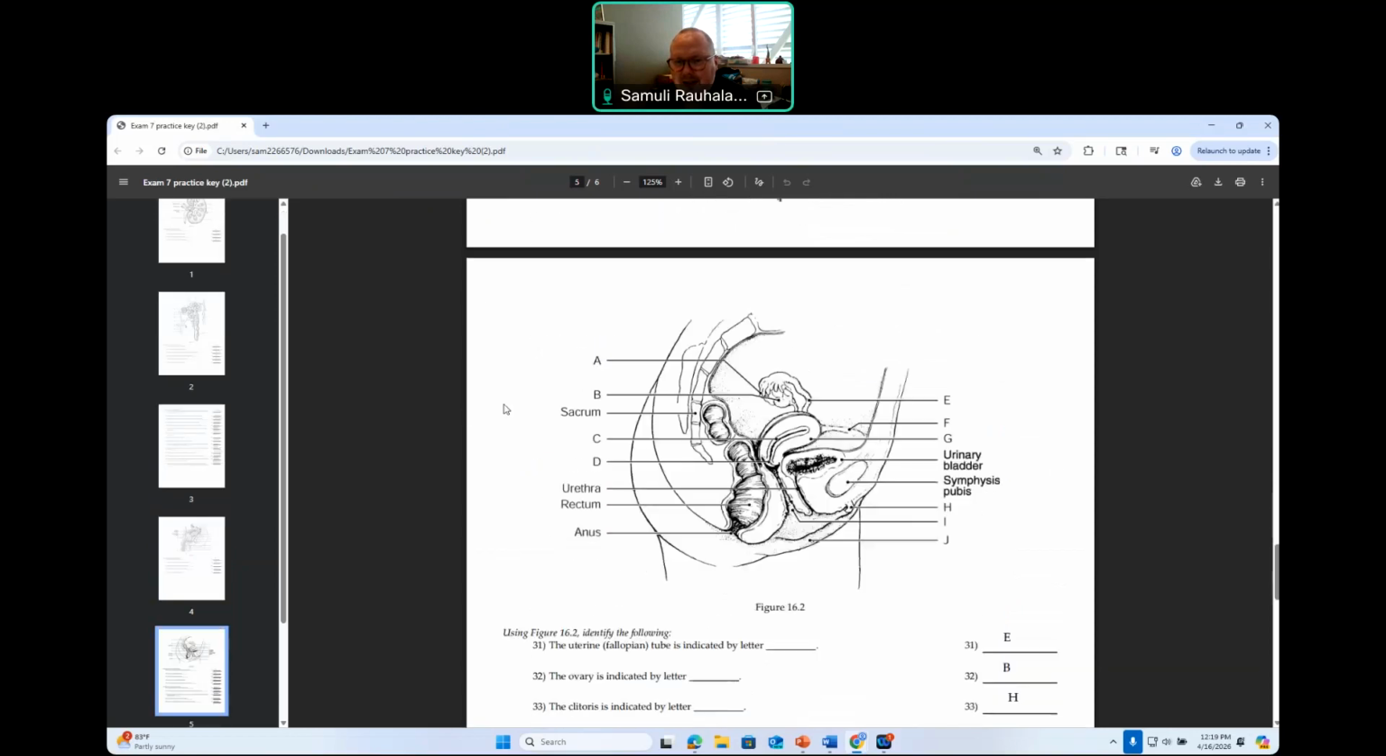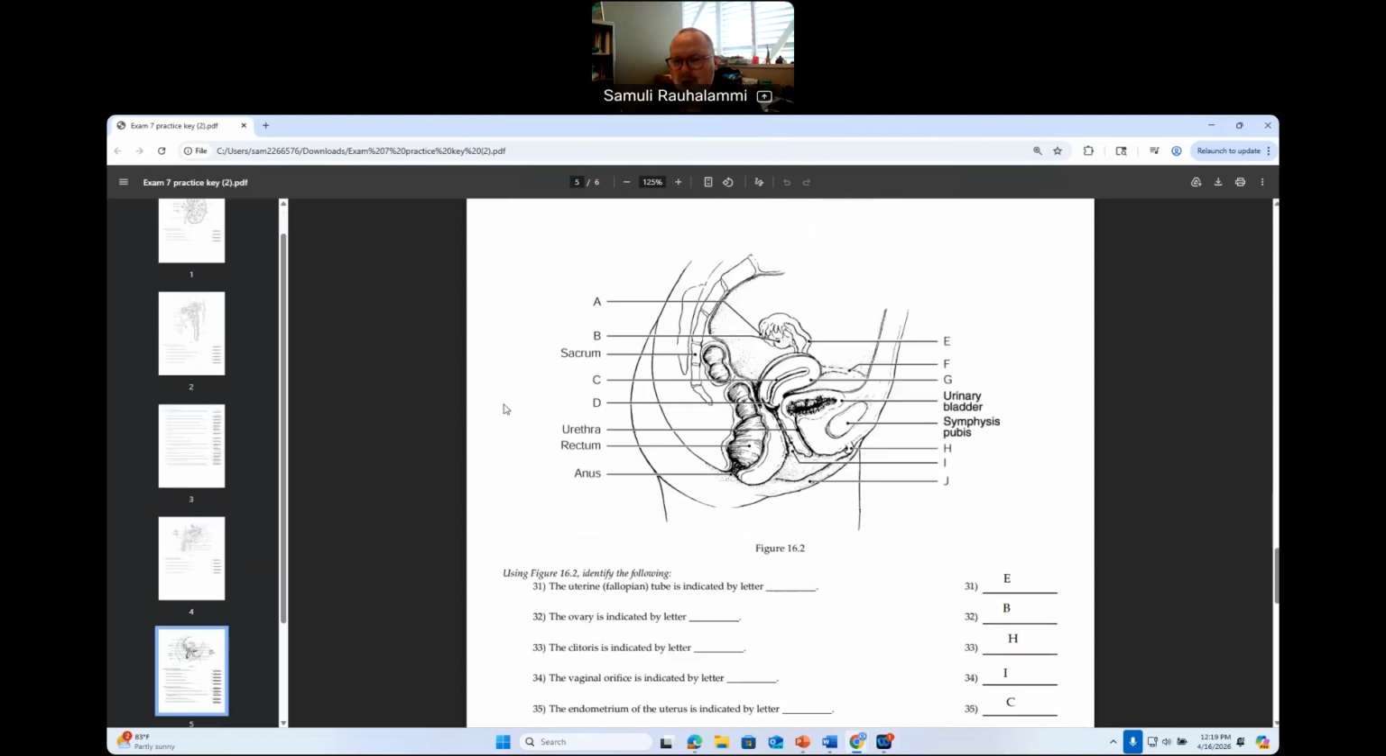On the next page, we see a similar diagram for the female reproductive system. So a nice mid-sagittal plane view of the pelvis. The primary sex organs of the female are going to be the ovaries. These are indicated by letter B here, and also seen in question 32.